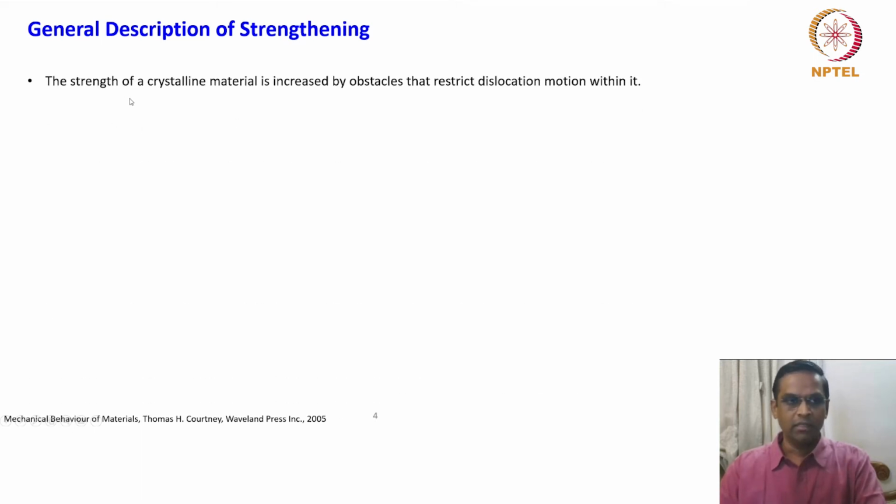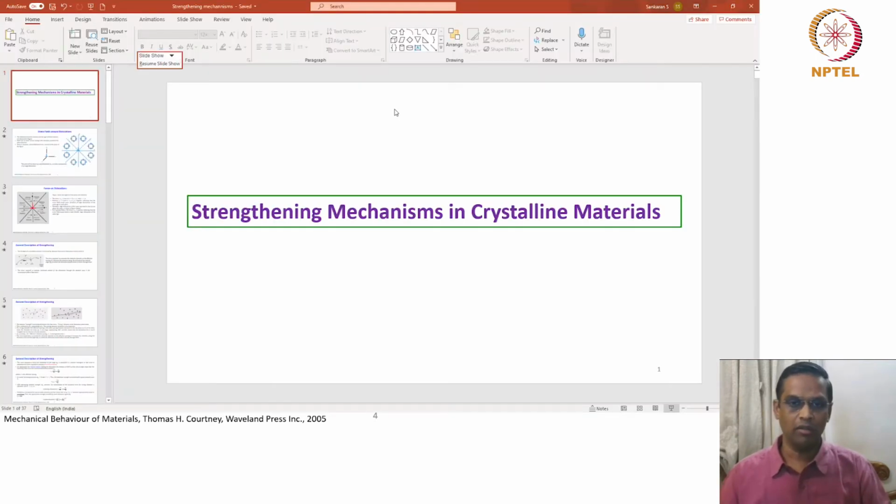We will first look at general strengthening aspects. The strength of a crystalline material is increased by obstacles that restrict dislocation motion within it. To stop dislocation motion, we have seen several forms, including the friction stress that exists in a perfect lattice, called the Peierls stress, which also has influence here. But here we are talking about an external obstacle, a foreign object, which is going to stop the dislocation motion in the parent matrix.